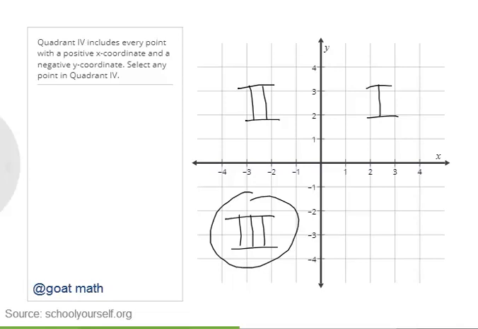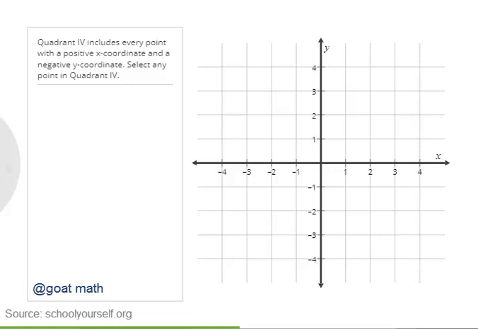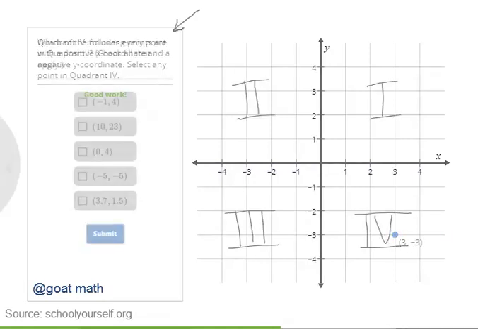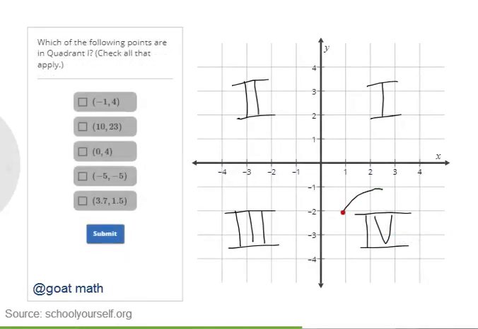y-coordinate. The final quadrant, Quadrant IV, includes every point with a positive x-coordinate and a negative y-coordinate. So try selecting a point in Quadrant IV. And so Quadrant IV is the bottom right quadrant where every point has a positive x-coordinate and a negative y-coordinate. So these are the 4 quadrants.